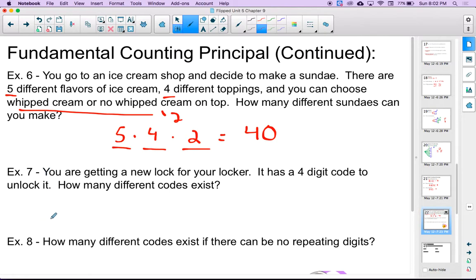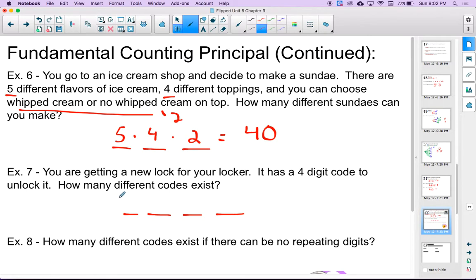Number 7, let's look at this one. You're getting a new lock for your locker. It has a 4-digit code to unlock it. 4 digits. Let's get that set up. How many different codes exist? Well, a 4-digit code, how many digits exist? That's a single digit number. We have 0, 1, 2, 3, 4, 5, 6, 7, 8, and 9.